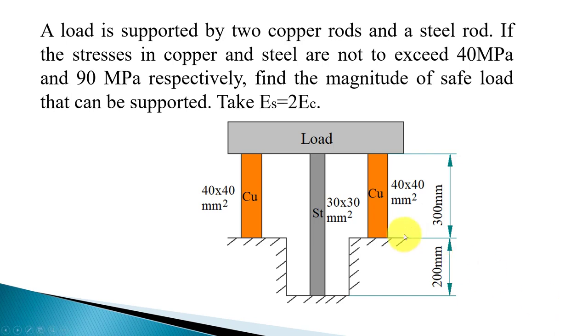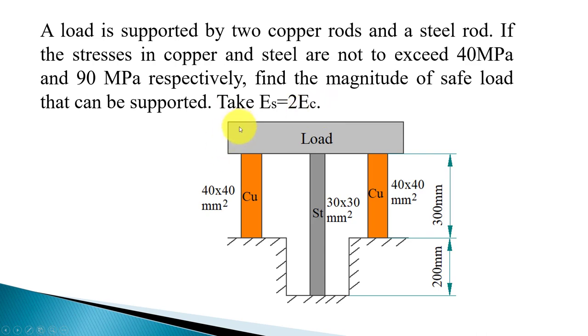In today's class, we'll work out another example on composite bars. A load is supported by two copper rods and a steel rod. If the stresses in copper and steel are not to exceed 40 MPa and 90 MPa respectively, find the magnitude of safe load that can be supported. Take ES is equal to 2 times EC.